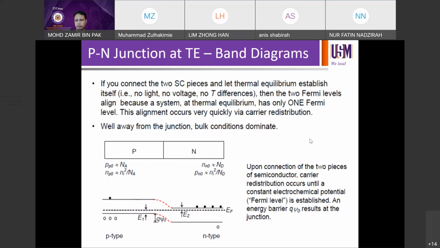All right, can you see the slide on the screen? Yes, doctor. Okay, thank you.